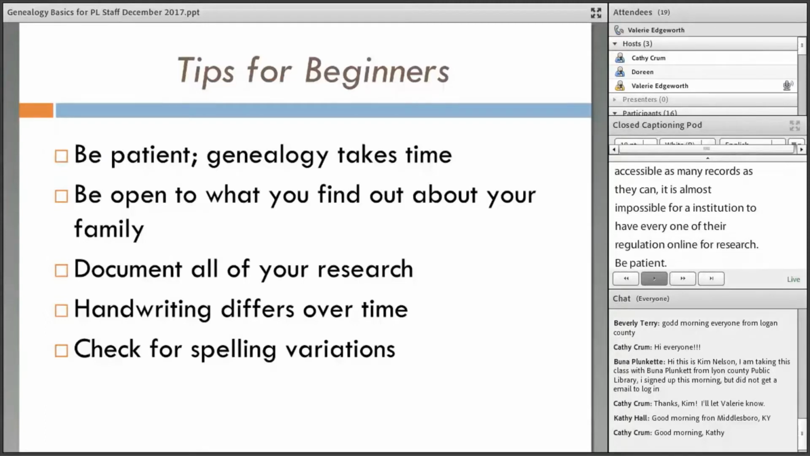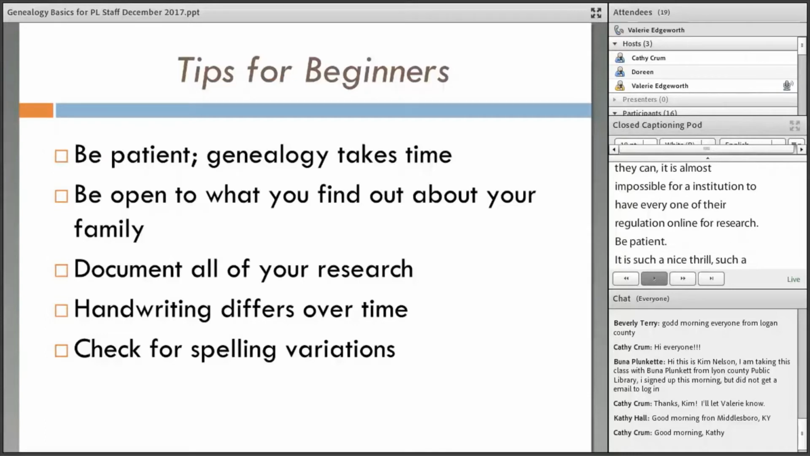It's such a nice thrill. It's such a happy ending when you can help a customer. And even if it's only one record or one index page or one newspaper article, that is just as much to be excited about. So you just have to be patient with it.